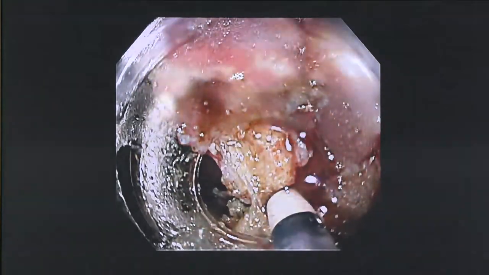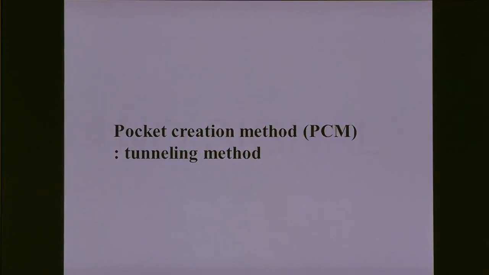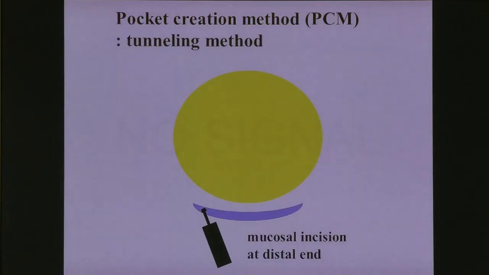And this was the final part. The lesion was 35 millimeters in diameter. And I showed you the pocket creation method yesterday. The next method for good visualization of the submucosal layer during dissection is the pocket creation method, or perhaps you can call it a tunneling technique.